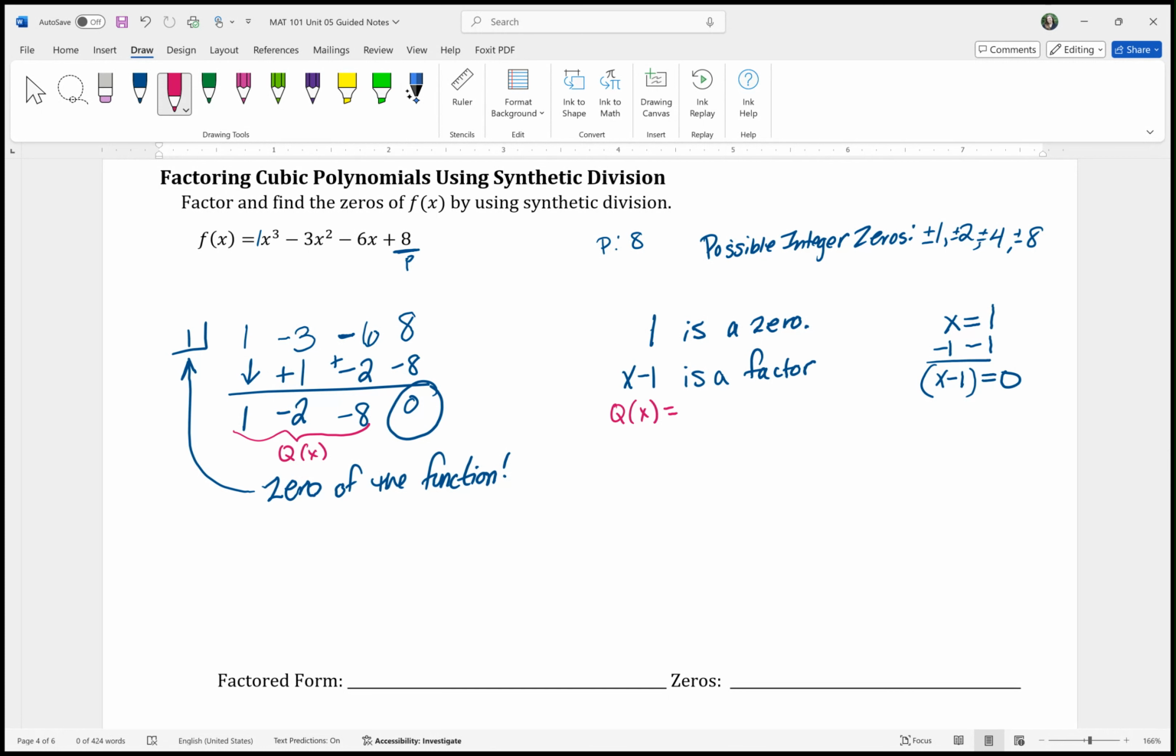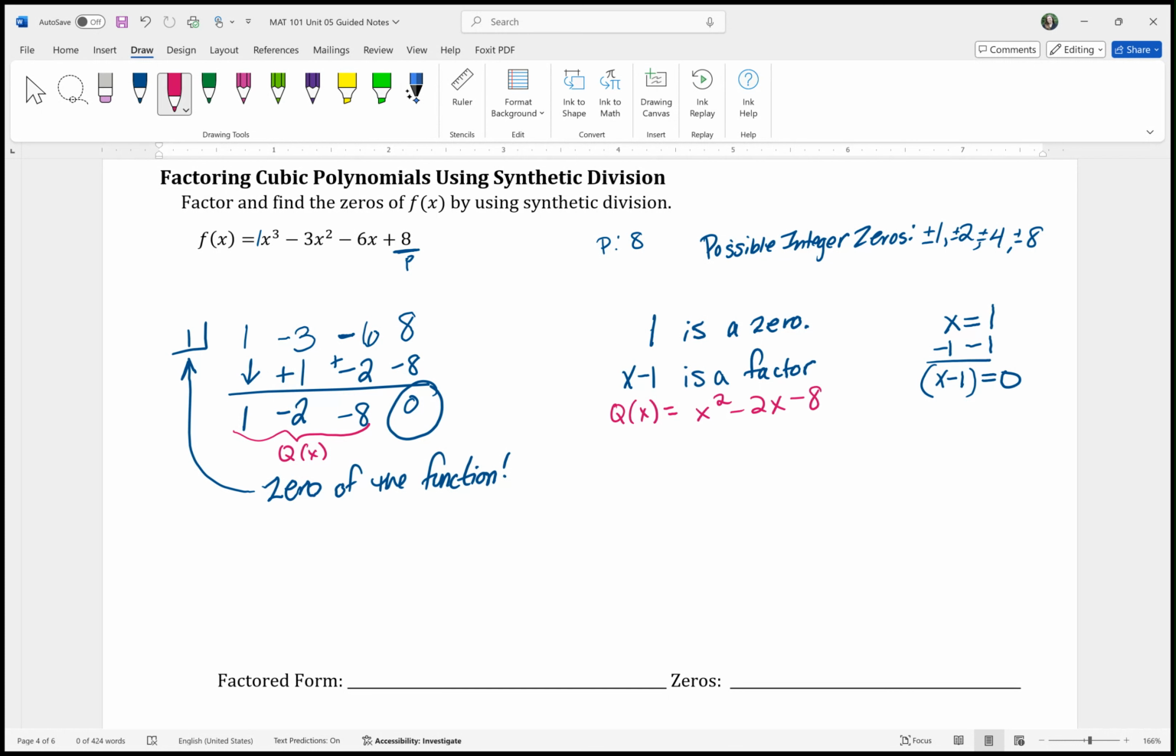We have x cubed in our problem. Remember, we're starting one less than that. And again, I talked about this at the beginning. We have a cubic. We're taking out one factor. This should end up being a quadratic for your quotient. So this is going to be 1x squared, which I'm just writing as x squared, minus 2x minus 8.